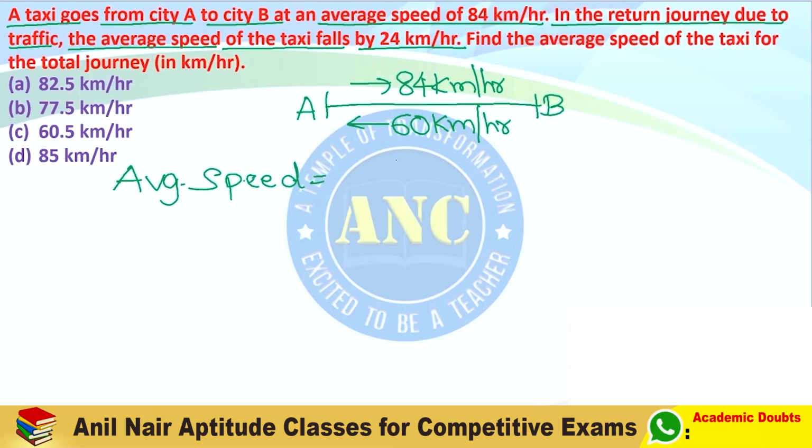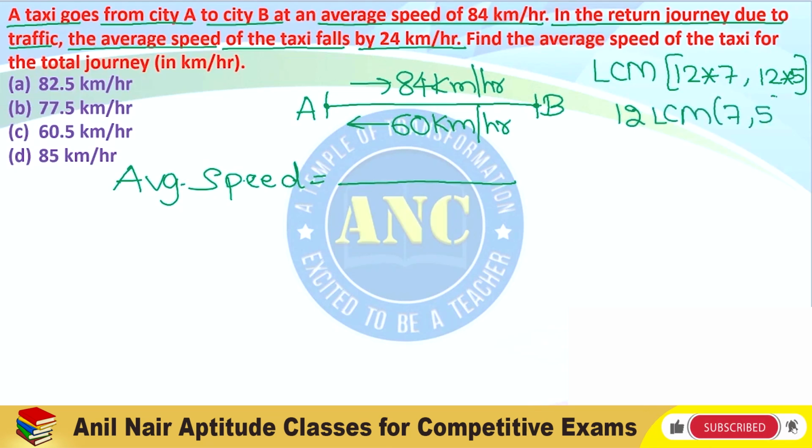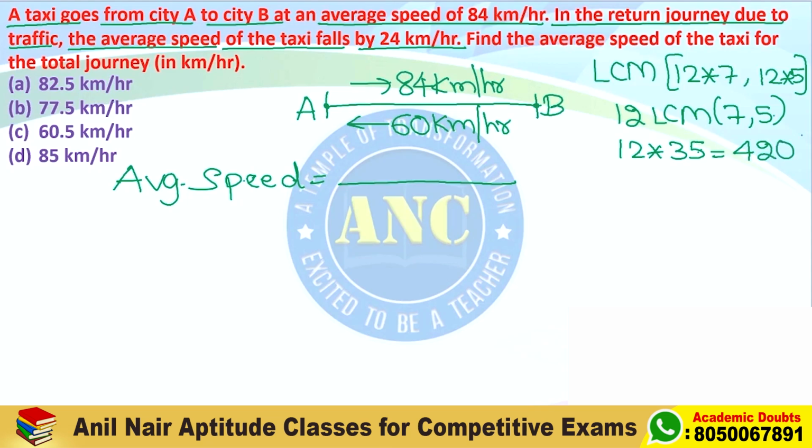I don't know the total distance, but I know that the distance between city A and city B is constant. I will assume the distance as LCM of 84 and 60. 84 is 12 into 7. 60 is 12 into 5. So 12, take it outside. LCM of 7 into 5. LCM of two co-prime numbers is the product. 7 into 5 is 35. So 12 into 35. 35 into 10 is 350. 35 into 2 is 70. So total distance is assumed as 420 in one direction.